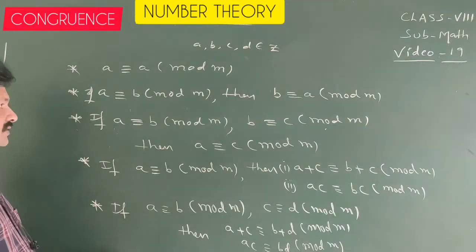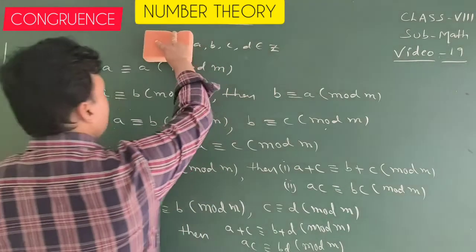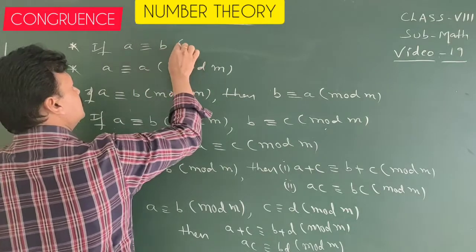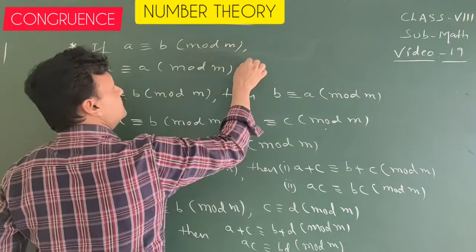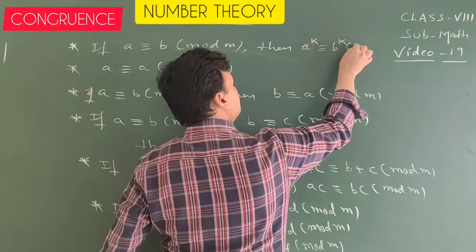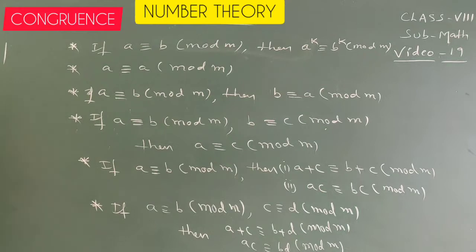So here the last one, important one. I'll write here. If a is congruent to b mod m, then a power k is congruent to b power k mod m, for the fixed value of m. These 6 properties we discussed yesterday. Next, problems based on these properties.